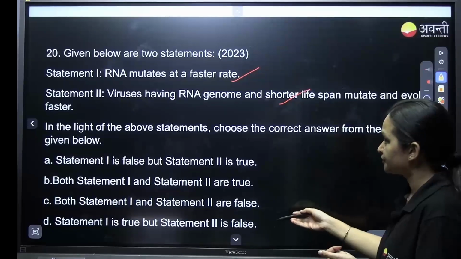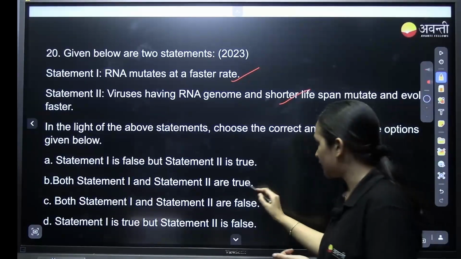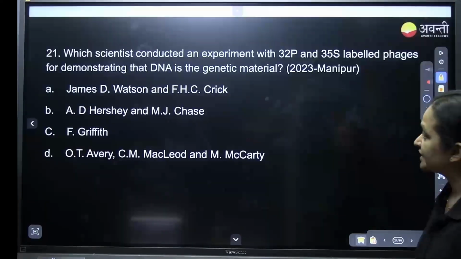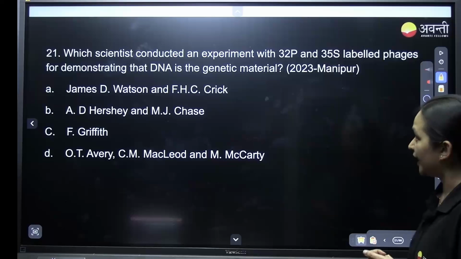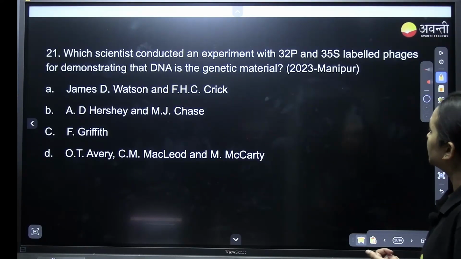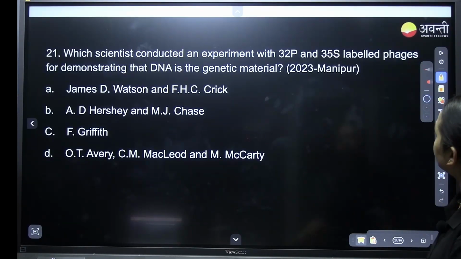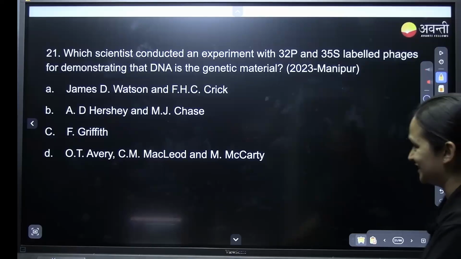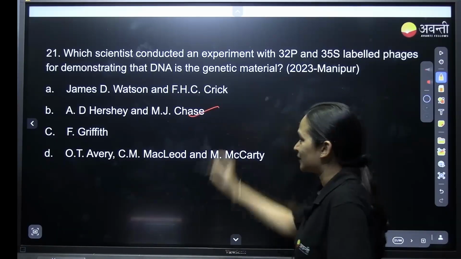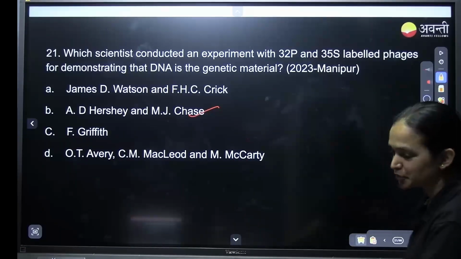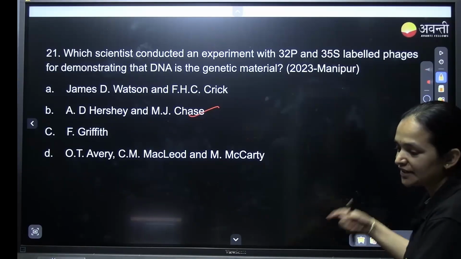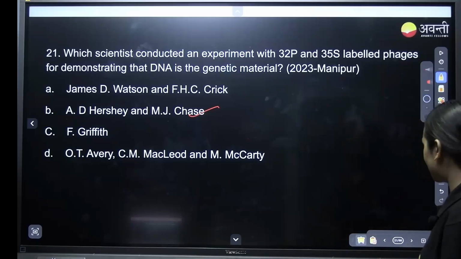So, both statements are true. B for Bombay is the correct answer. Which scientist conducted an experiment with radioactive phosphorus and sulfur labeled for demonstrating DNA? Option B. Yes, Hershey and Chase experiment, the unequivocal proof for saying DNA is the genetic material.